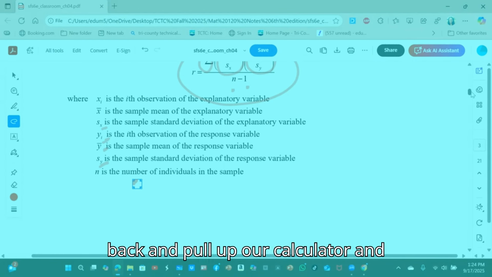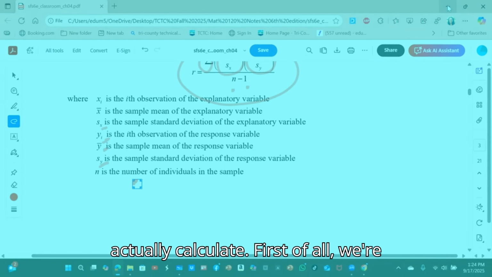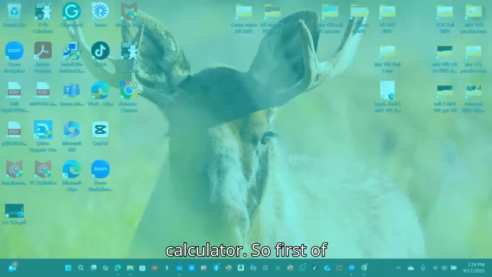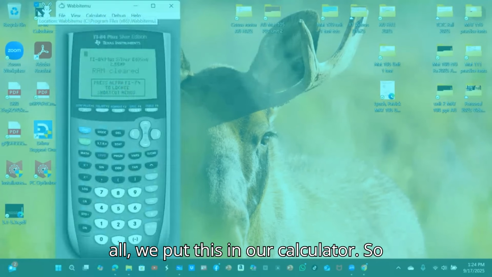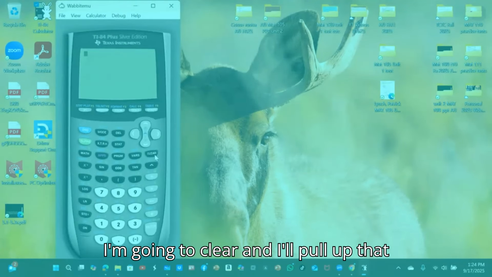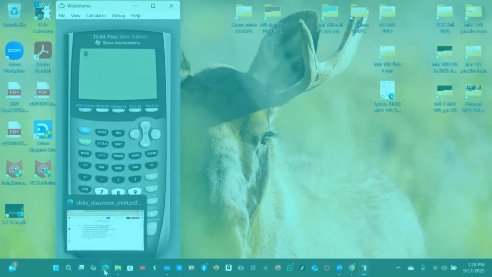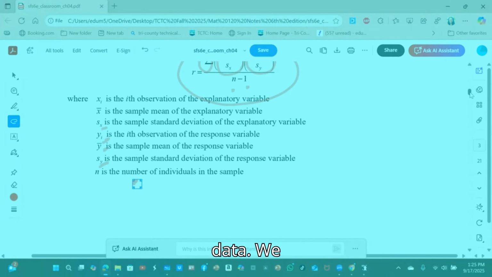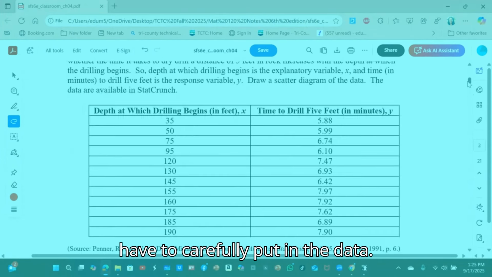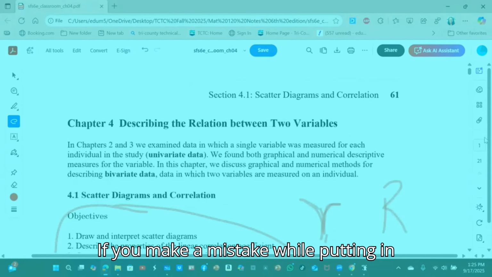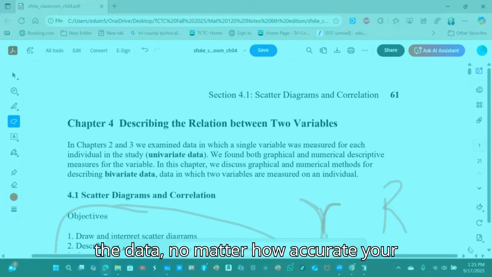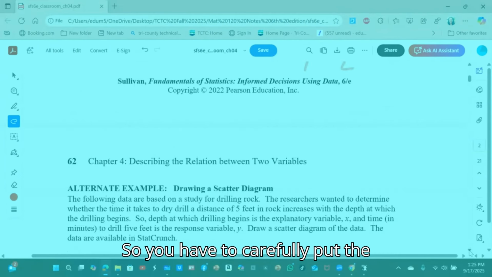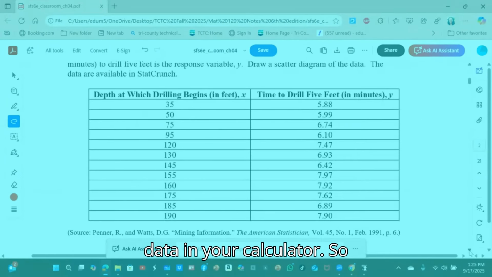Okay, so we're going to go back and pull up our calculator and actually calculate. First of all, we're going to learn how to put this in our calculator. So I'm going to clear, and I'll pull up that worksheet again, and let's go to that data. We have to carefully put in the data. If you make a mistake while putting in the data, no matter how accurate your calculation is, you are wrong already. So you have to carefully put the data in your calculator.